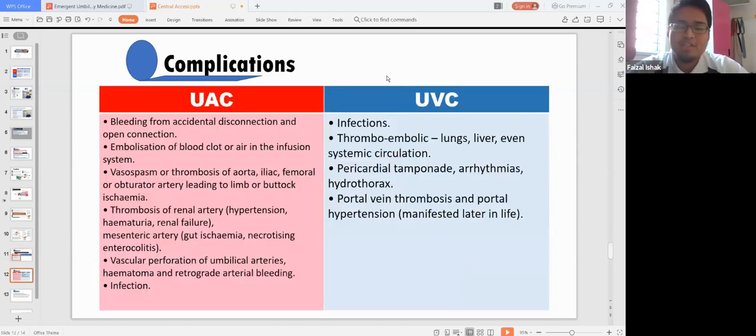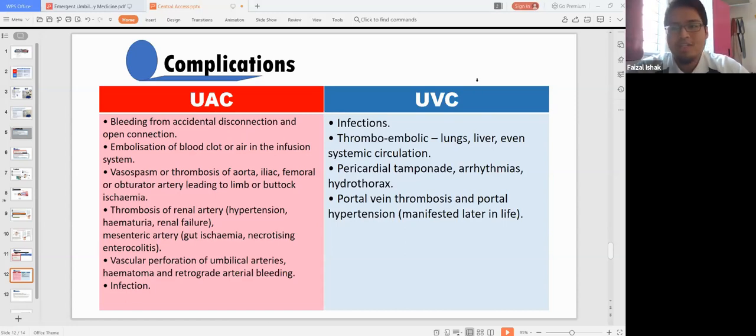And then for the complications of the UAC, I have listed here: first is bleeding from accidental disconnection and open connection, and embolization of blood clot or air in the infusion system. Third is vasospasm or thrombosis of the aorta, iliac, femoral or obturator artery. And then thrombosis of the renal artery, vascular perforation of the umbilical arteries, hematoma and retrograde arterial bleeding, and infections.